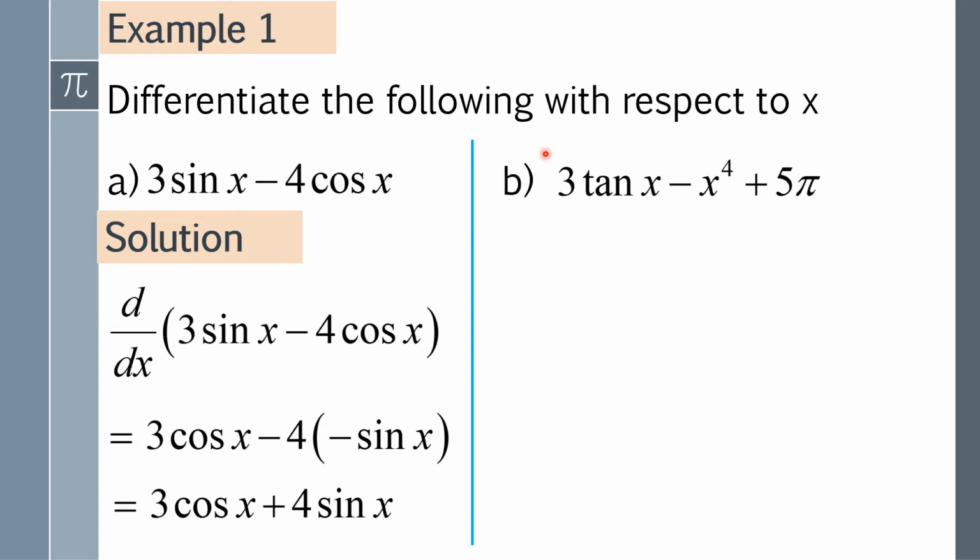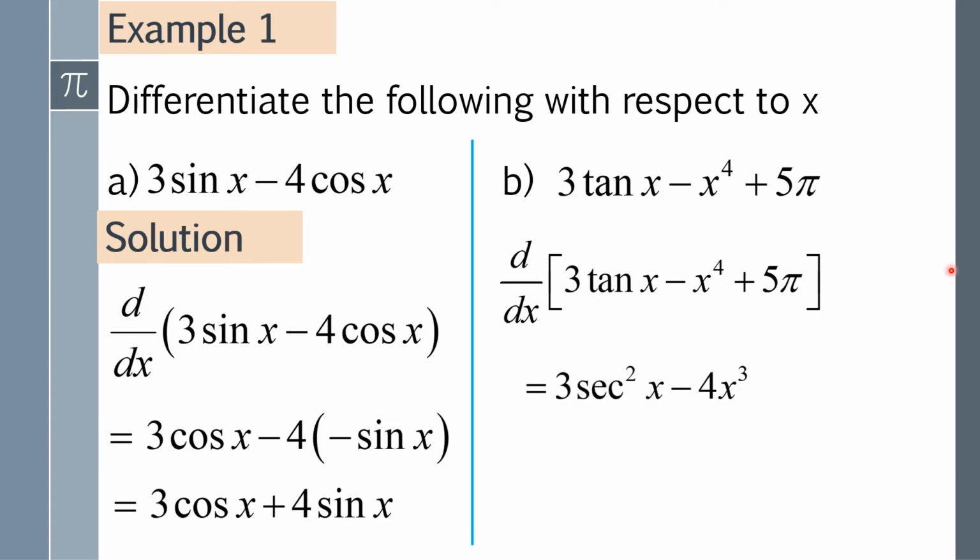Now we look at example 1B, 3 tangent x minus x to the power of 4 plus 5 pi. Differentiate this. If we differentiate tangent x, we get secant squared x. And then if we differentiate negative x to the power of 4, we have negative 4x cubed. And then 5 pi is a constant. Differentiate a constant, we get 0.